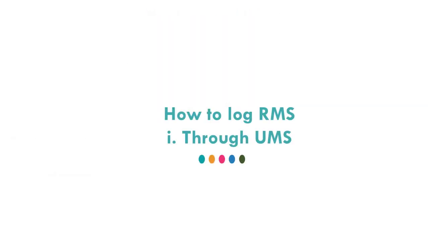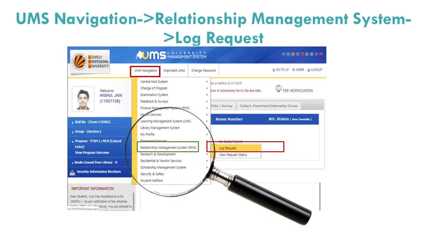Now, I will explain how students can stay connected with the university through all possible means, so that a hassle-free environment should be provided to them for their concerns. In the next few slides, we will be seeing how RMS can be logged through UMS. So as soon as you log on to your UMS account, this is your home page. Through this home page, to log RMS, you have to go to UMS navigation. From UMS navigation, select Relationship Management System.